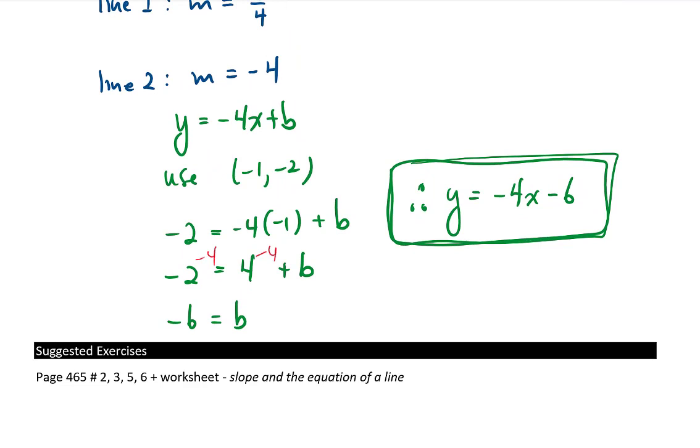So again, there are questions from your textbook. Plus, there is a worksheet that helps with slope and the equation of a line. So the textbook questions relate to the Pythagorean theorem, and the worksheet relates to the topics we just discussed now.